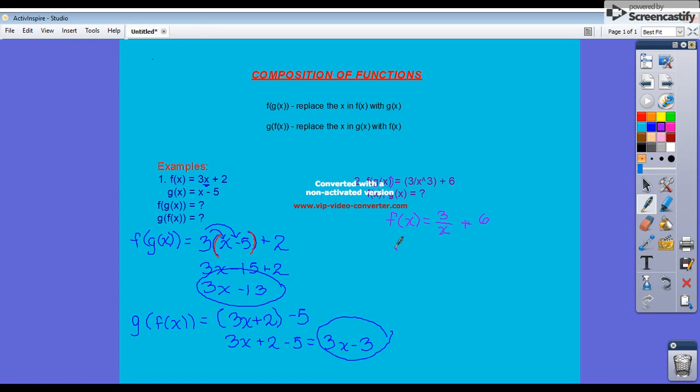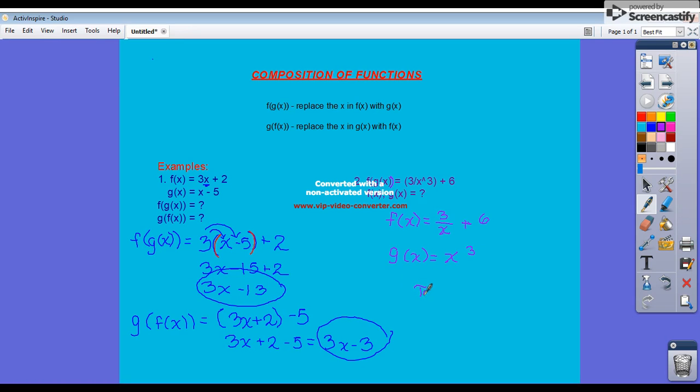And I could write g of x as, well, what could I replace the x with to give me 3 over x to the third power plus 6? Because notice I almost have the same thing I was given in the question. The only thing is I would replace the x with x to the third power. So that's what I'm going to make my g of x. And these are the two functions.